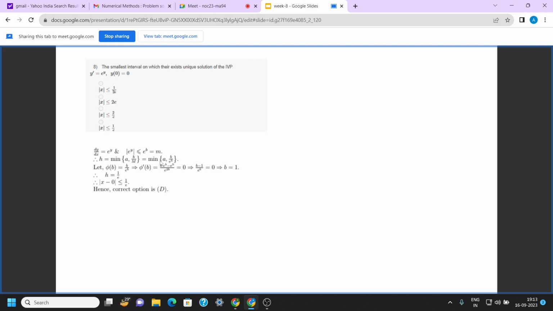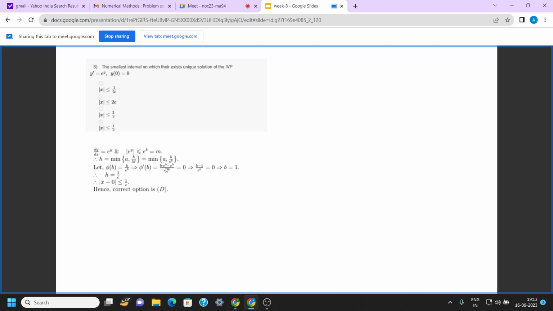Now you have to calculate the minimum of these values, but you don't know a and b. So for that we will calculate the extreme value of b by e power b. Since it is a function of b, let phi of b equal b by e to the power b. Find the derivative of this and equate it to 0. Using the u by v rule, you will get b into e power b minus e to the power b upon e to the power b whole square.